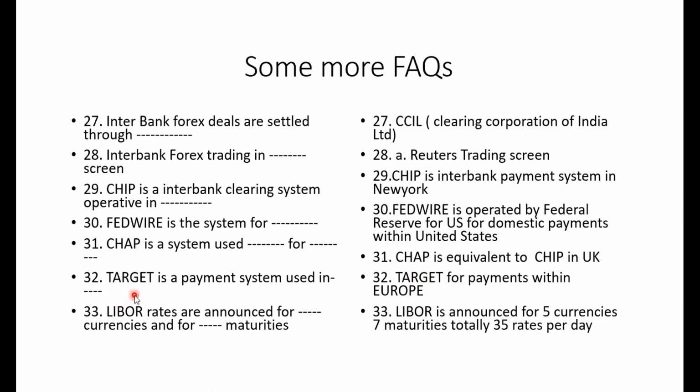But for LIBOR, if they ask which are the 5 currencies: US dollar, pound sterling, Japanese yen, euro, and Swiss franc, and for 7 maturities. Totally, which one, sir? Swiss franc is not there, sir? I think Canadian dollar, Australian dollar. I think 5 currencies.